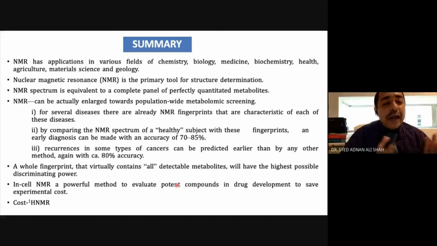So you can take your sample, whether it is from your plant extract, from the fungal extract, from your serum, from the blood, any sample, and then put the sample into the NMR tube. And then you can detect what the metabolites are, what is happening inside your sample. The chemical situation of your sample can be easily detectable through this fascinating instrument.